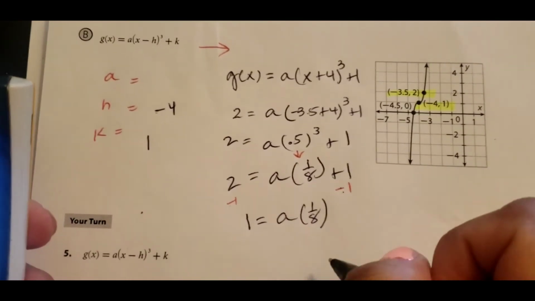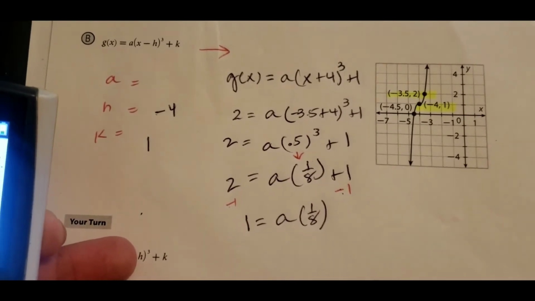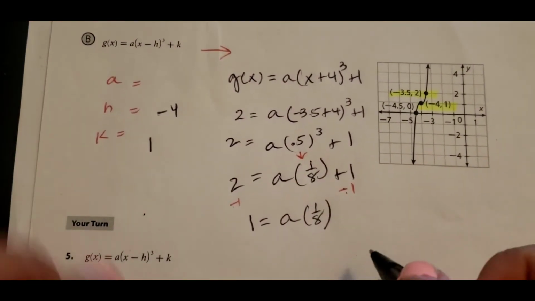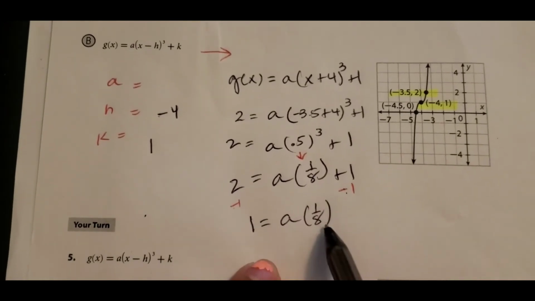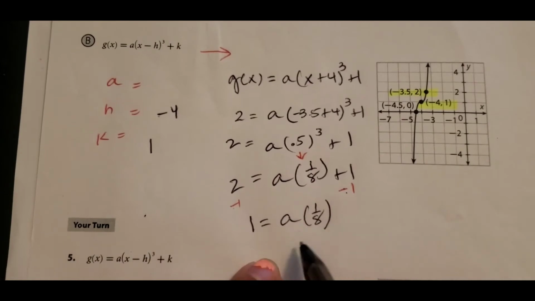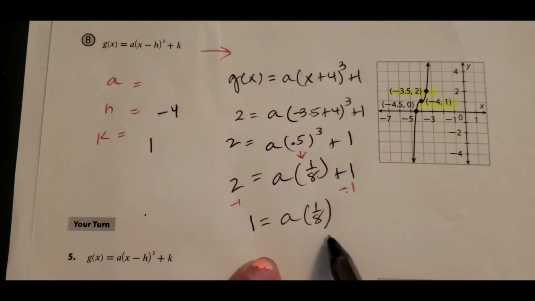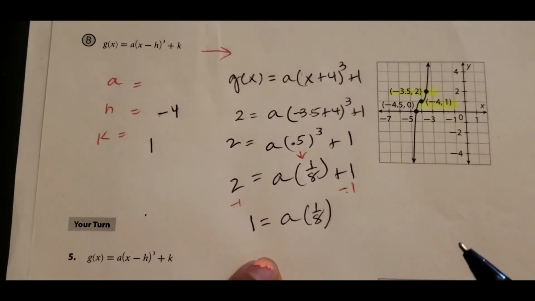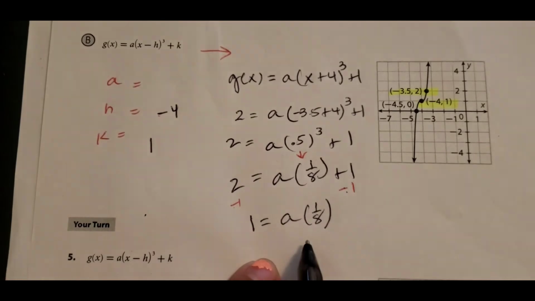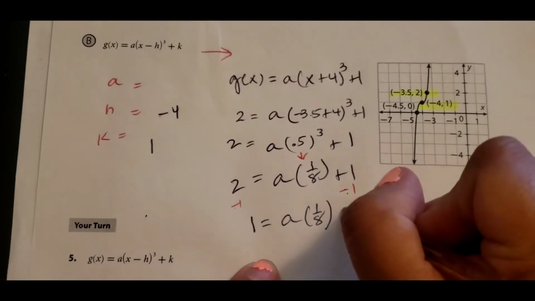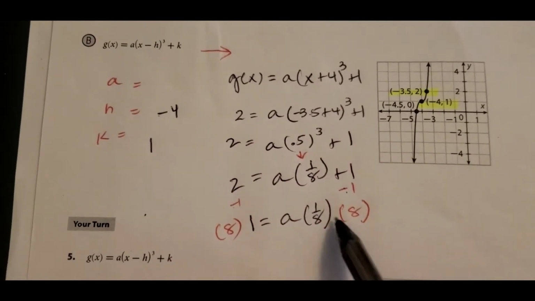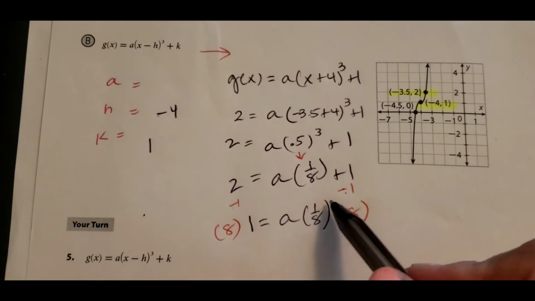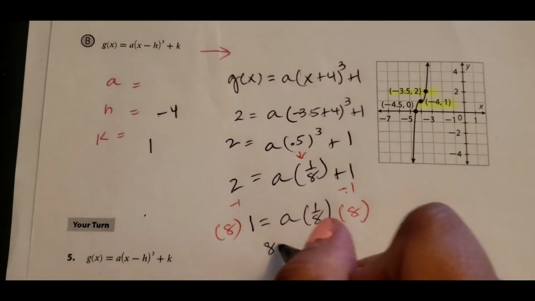Okay, sorry about that. So 2 minus 1 will give you 1, and then a times 1/8. To get rid of this fraction, I don't divide by 1/8, because the rule in dividing fractions is you don't divide by a fraction, okay? You multiply by the reciprocal. That's a multiplication rule. So what I'm going to do is multiply both sides by 8. And the fraction and the whole number will cancel each other out. So then you'll end up with 8 equals a.